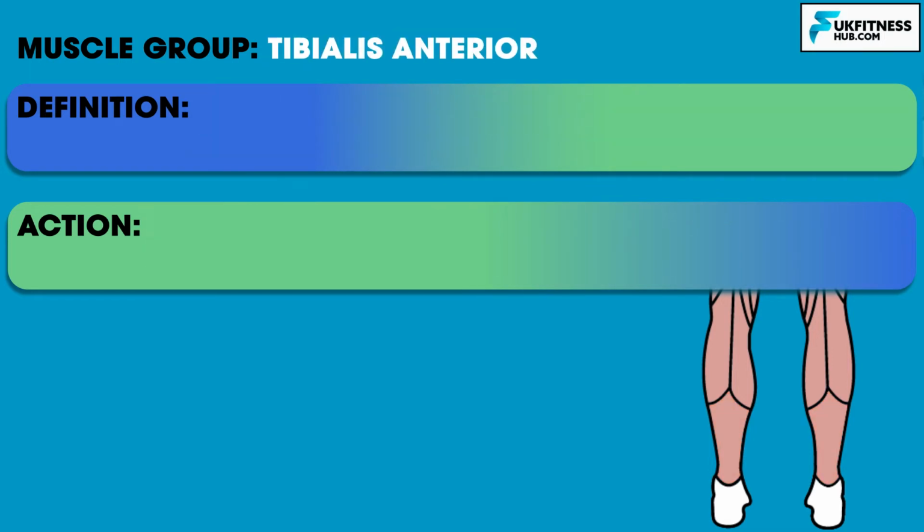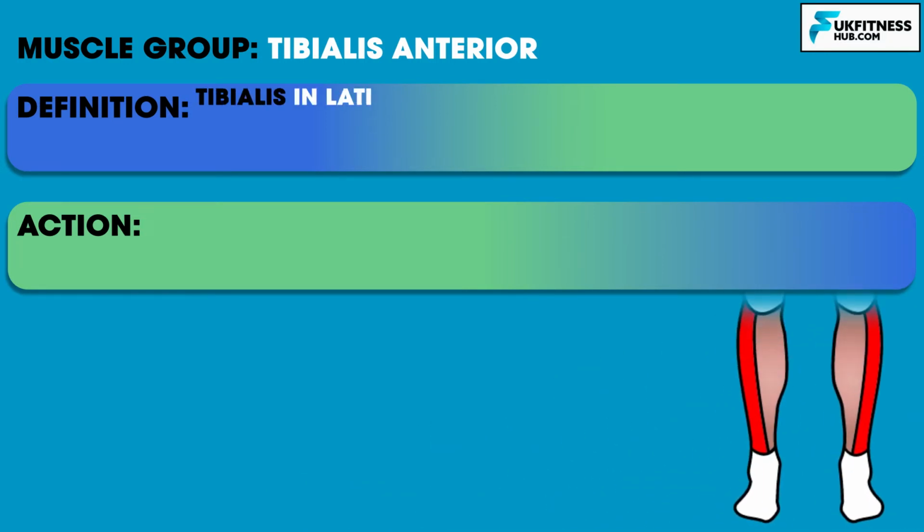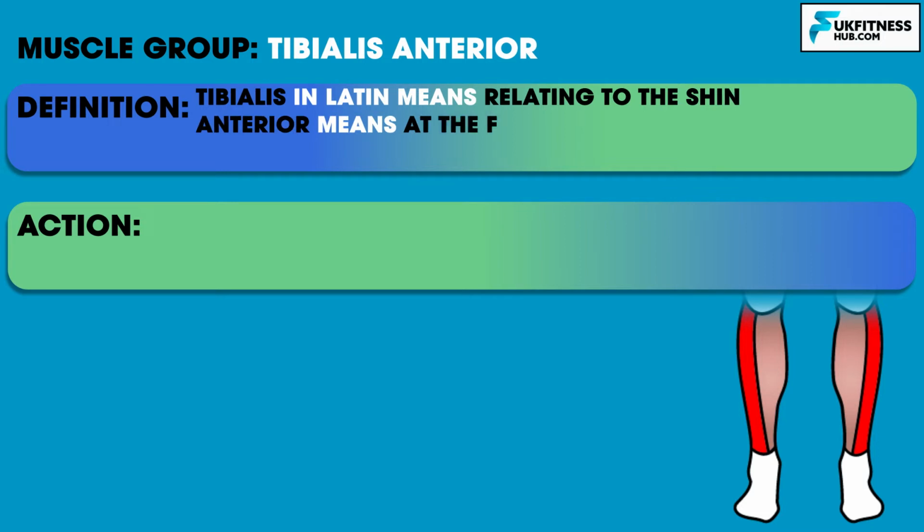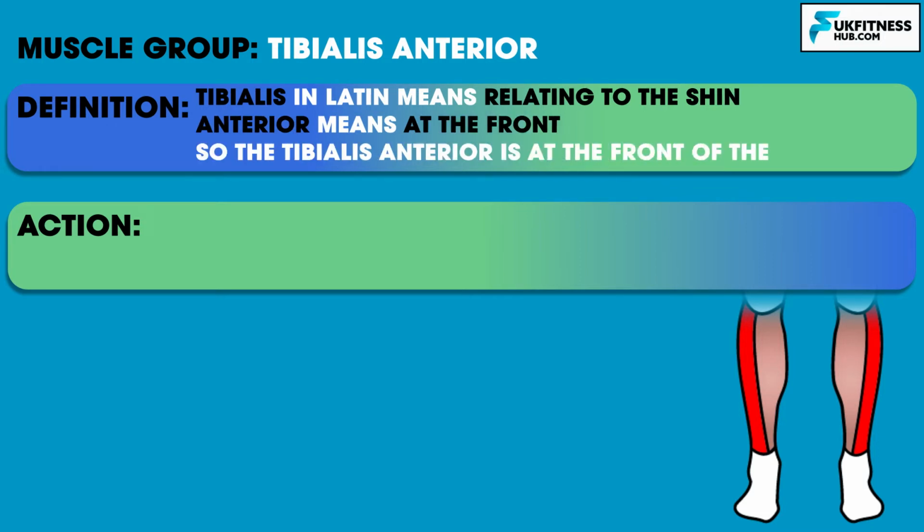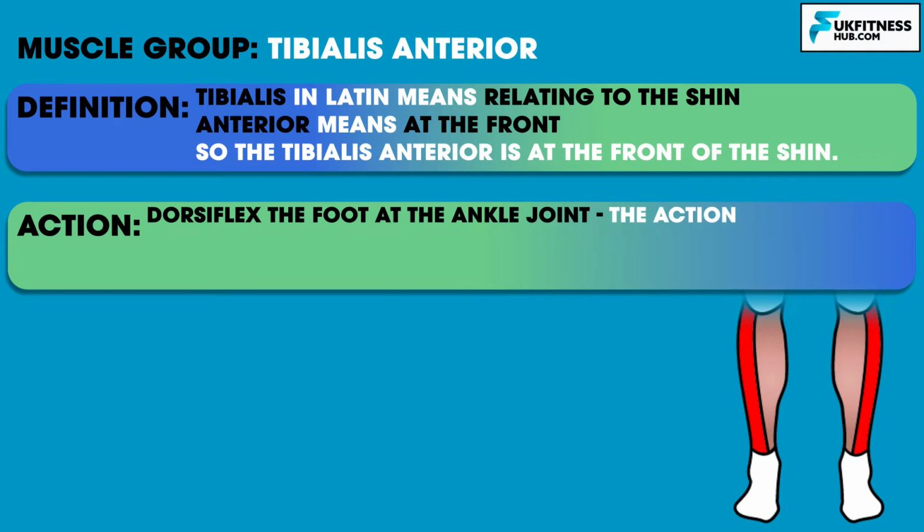Finally, we have the tibialis anterior located here at the front of the shin. Tibialis in Latin means relating to the shin, and anterior means at the front. So, the tibialis anterior is located at the front of the shin. The main function of the tibialis anterior is to dorsiflex the foot at the ankle joint. That is the action of pointing your foot towards yourself.